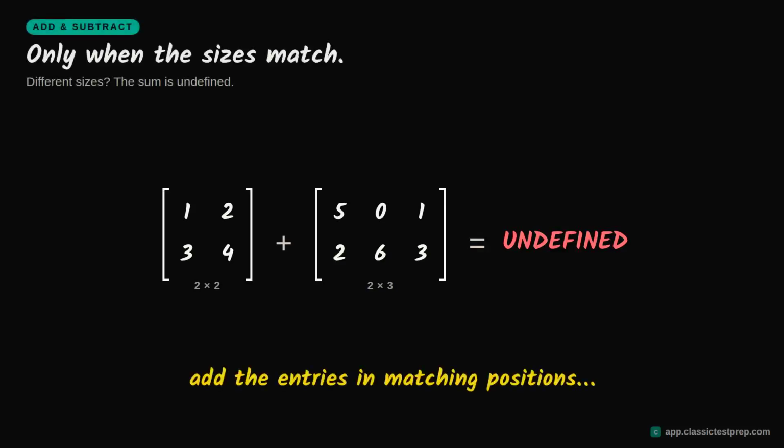All right, addition and subtraction. To add or subtract 2 matrices, you add or subtract the entries in the matching positions. So top left with top left, and so on. It's very simple. There is one condition, and the ACT loves to test it.